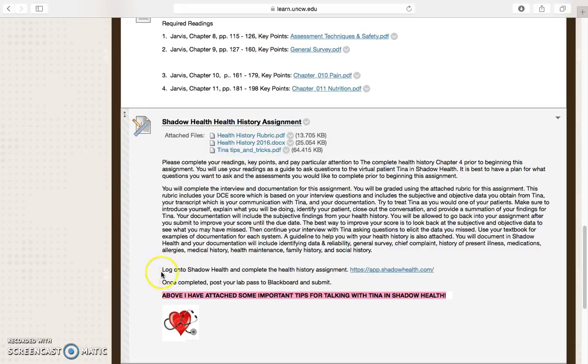You can log into Shadow Health from here or from obviously your own computer site. You want to make sure that you complete the interview documentation for this assignment. Once you receive your DCE score, as in all of your assignments, you want to take your lab pass and post that to the Blackboard Grading Center. As always, you will be able to see your grade once I have finished scoring and reviewing them. I will let you know once this is done.